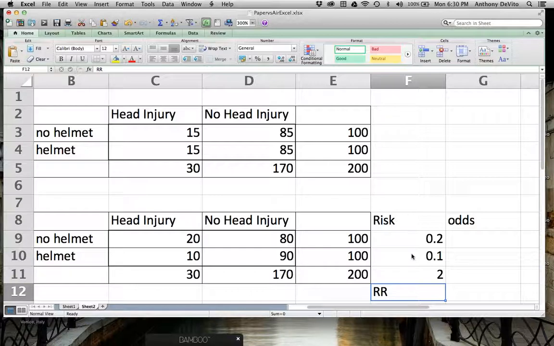Anybody here play the ponies or go down to Florida and play the greyhounds? You know when they put the odds up on the tote board? Those are not risks. Those are really odds. For instance, if they say a horse is 3 to 1, what they're saying is that if the horse ran 4 times, he would lose 3 times and win once. So you win 3 times your money. Your $2 bet pays $6.